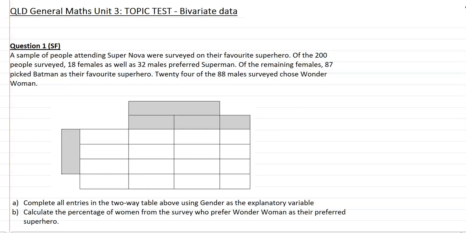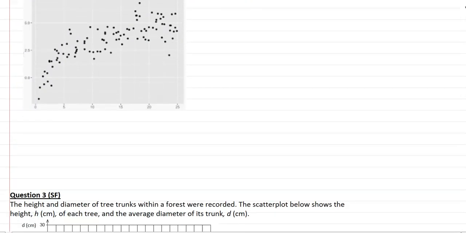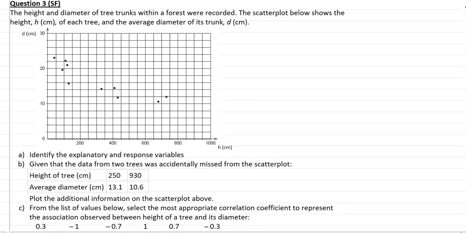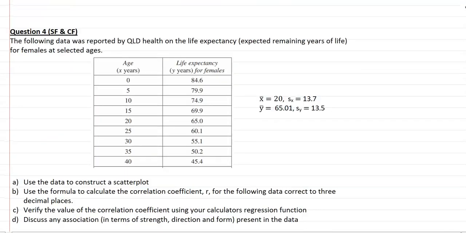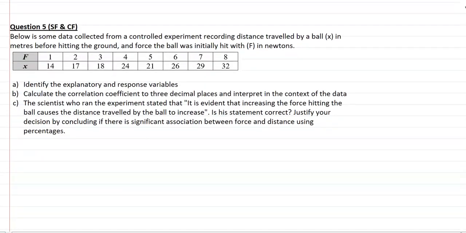I've just put together a little topic test for the Unit 3 topic of bivariate data. It contains some practice simple familiar, complex familiar and complex unfamiliar questions. I've got 8 questions in this particular test, so we're going to go through each question and work through the answers, so you can see how you're going with the content on bivariate data.